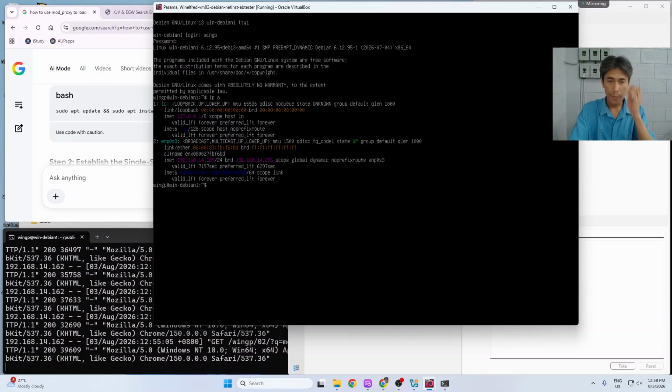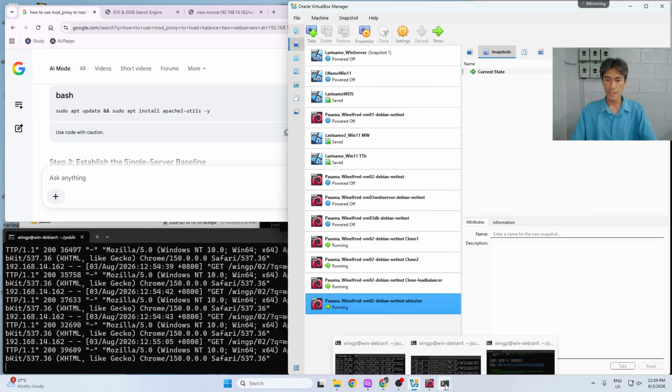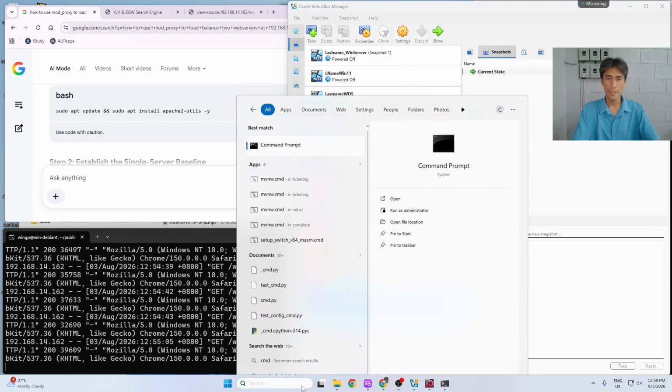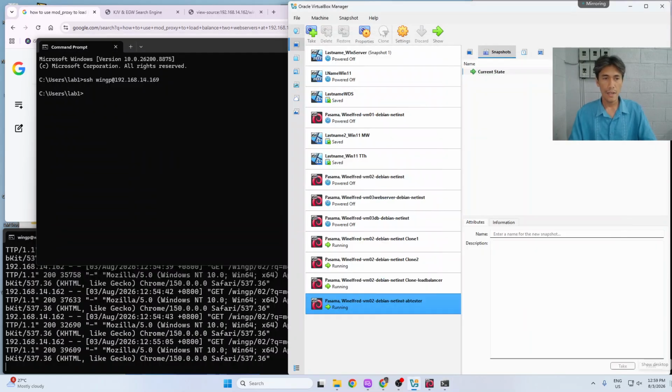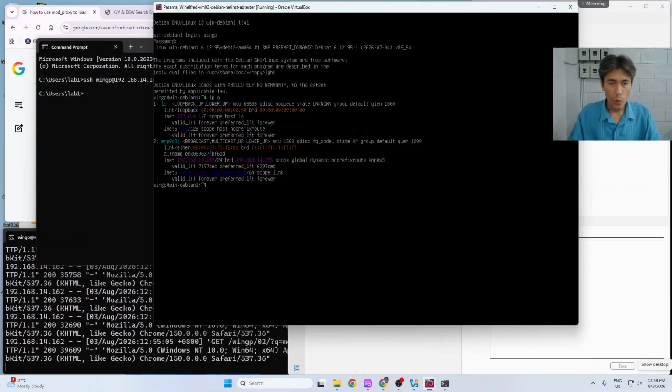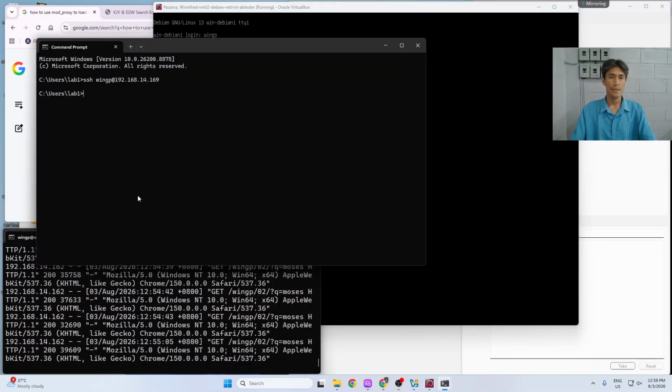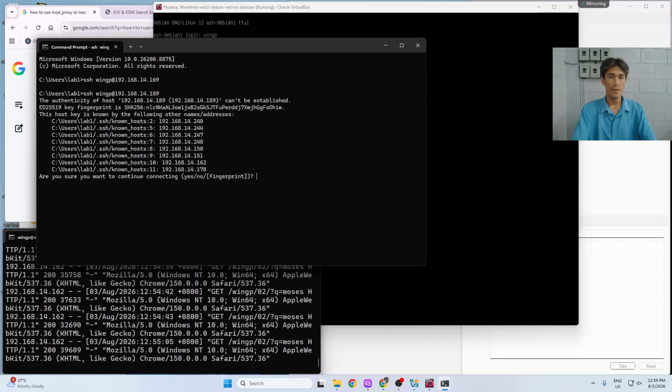Let me just get the IP address. The IP address is 114.189. So I'm going to just minimize this. I'm just going to get another CMD and SSH into 114.1... What was that? I forgot. 169? I just minimized it and I already forgot. 189. Sorry. 189. Okay. Are you sure? Yes. Enter password.